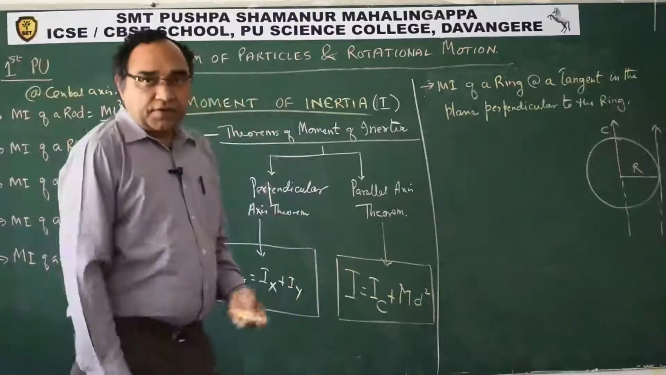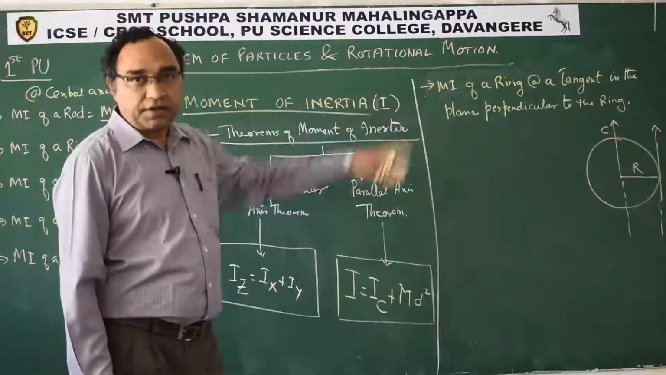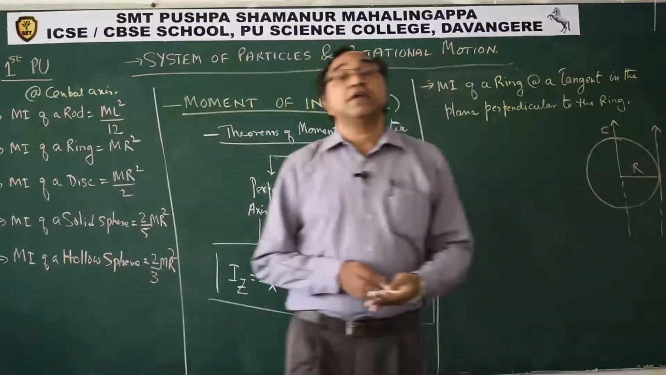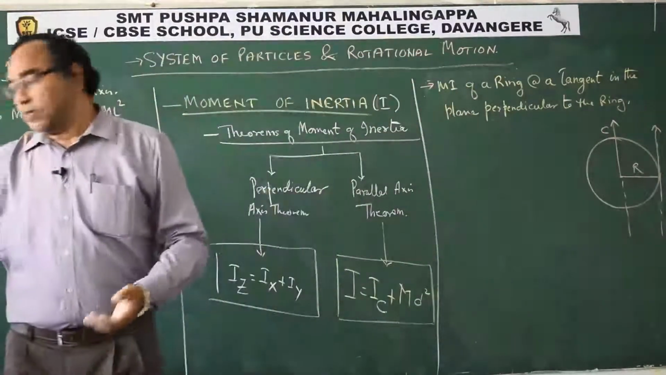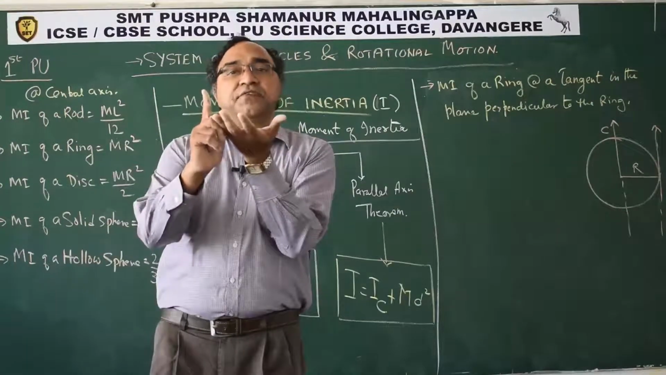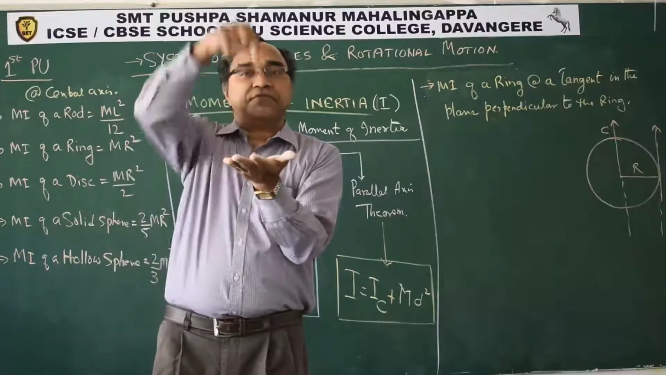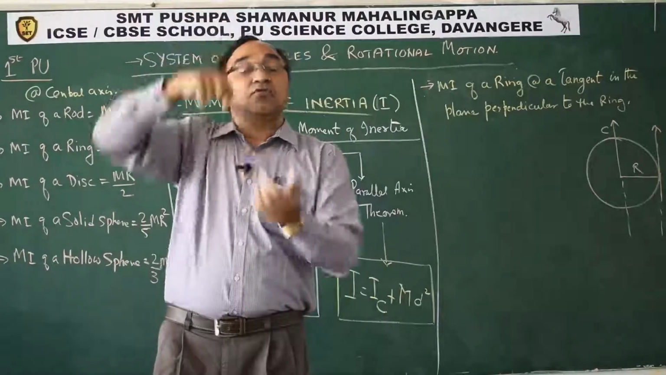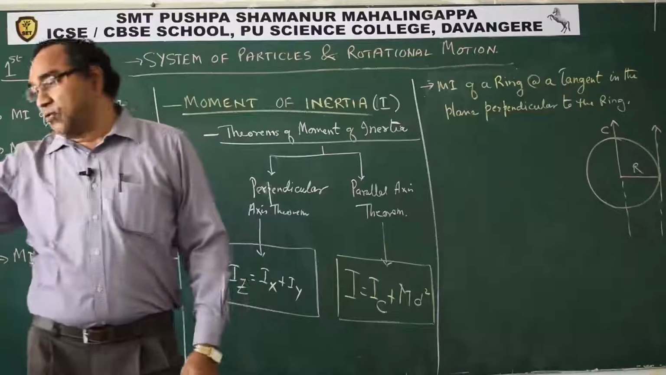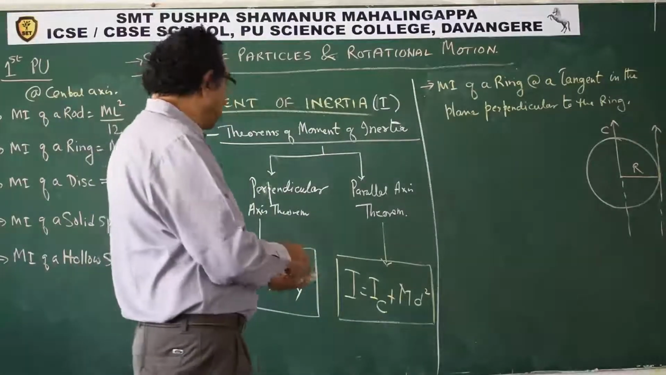Well students, now let us understand how to use this theorem for finding the moment of inertia of a ring about a tangent in the plane perpendicular to the ring. How is it? Please try to understand this. This is a ring. The tangent is this way. This is the plane of the ring, so it is perpendicular this way. The central axis is this way and the tangent is also this way. So what is the orientation of the two axes? Parallel to each other. So which theorem will we use? We will be using the parallel axis theorem.